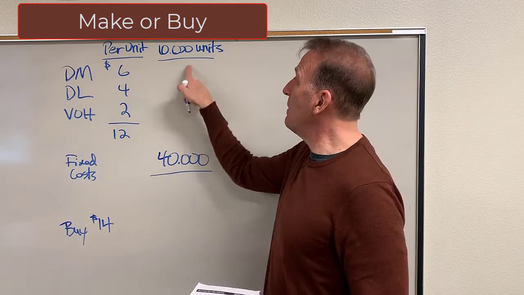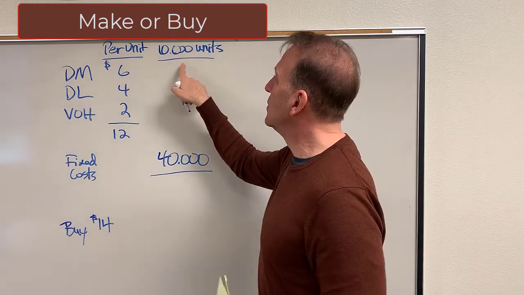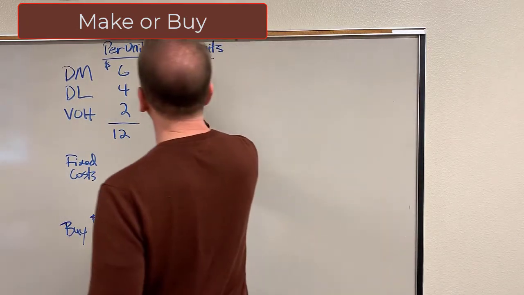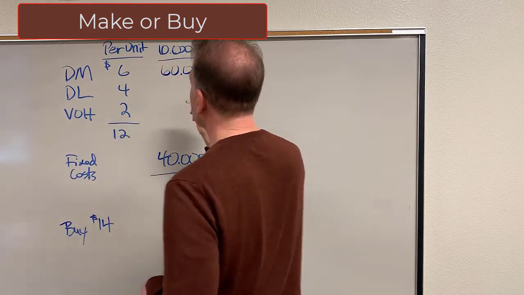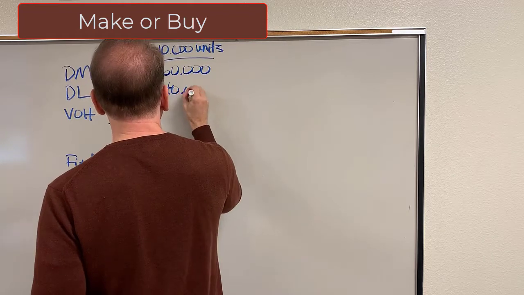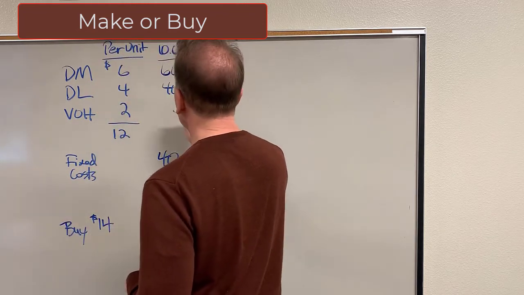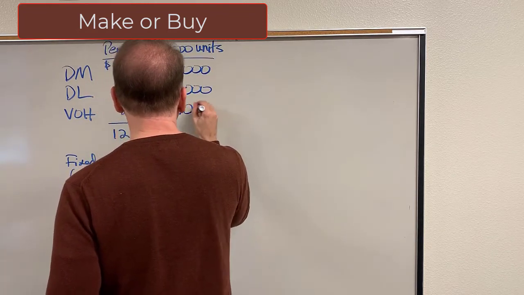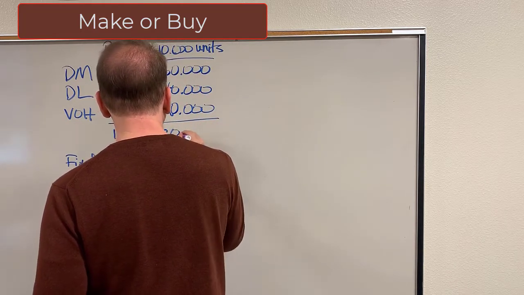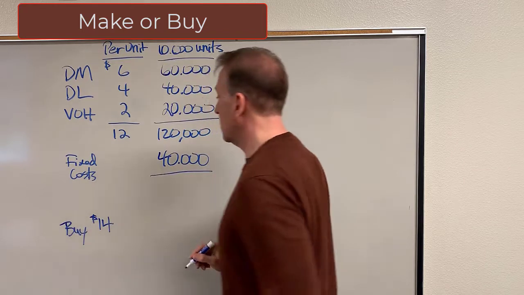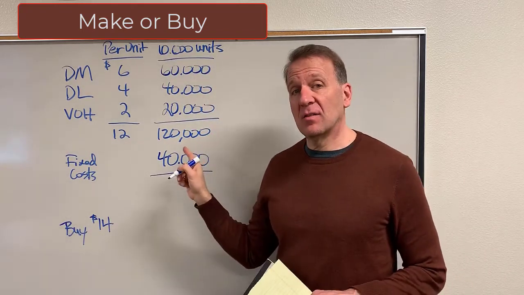So right now we're making 10,000 of these. So 10,000 times 6 would be $60,000. 10,000 times 4 would be $40,000. 10,000 times 2 gets us $20,000. So this totals up to $120,000, but we've got fixed costs.